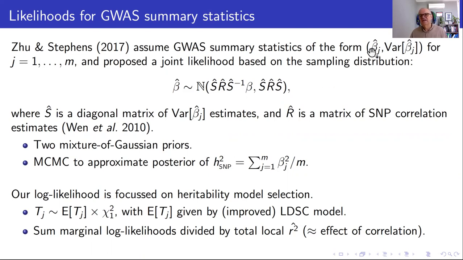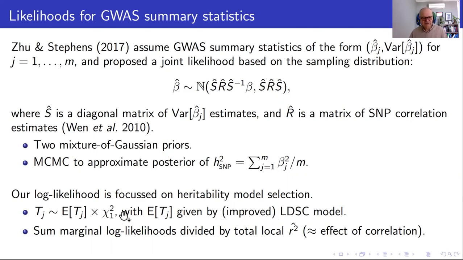So they assumed you had parameters. The summary statistics were effect size estimates and their variances or standard deviations. We've assumed even less in terms of the data availability, just a single chi-square statistic. And then basically we model the distribution as a scaled chi-square. So now the null distribution is the case of this expectation being 1, and then non-null SNPs have this expectation different from 1. And we can model that with our heritability model, which leads to our more general version of the LDSC model.